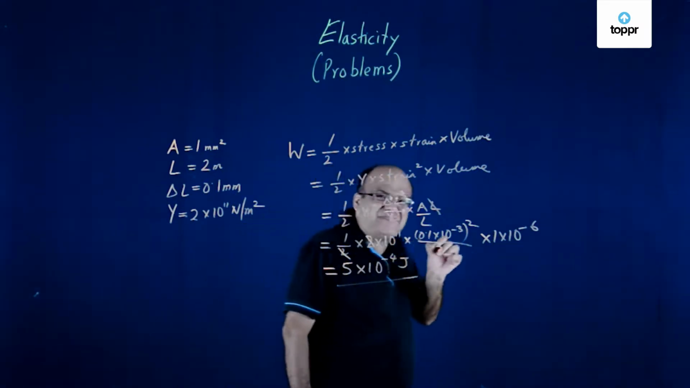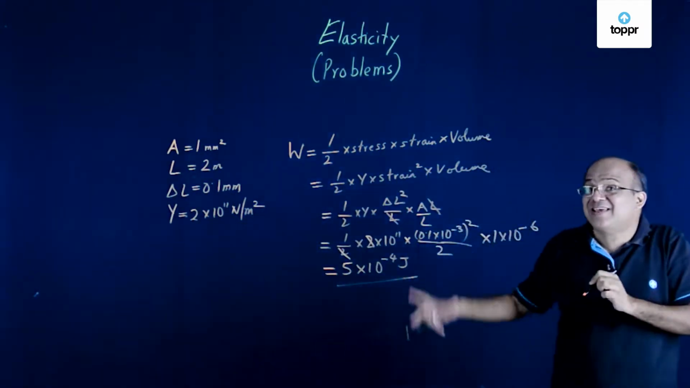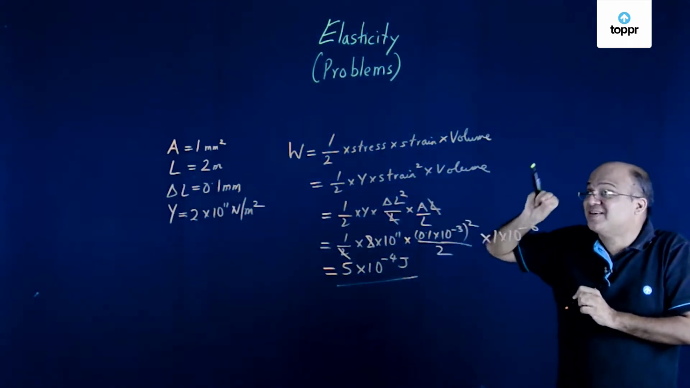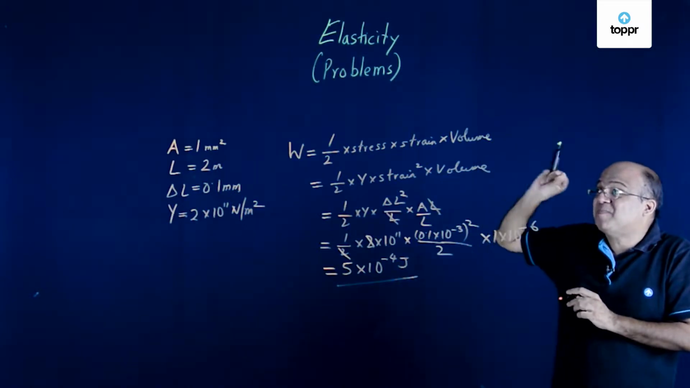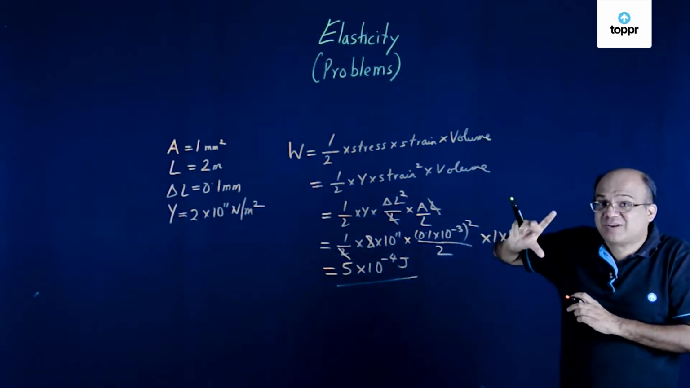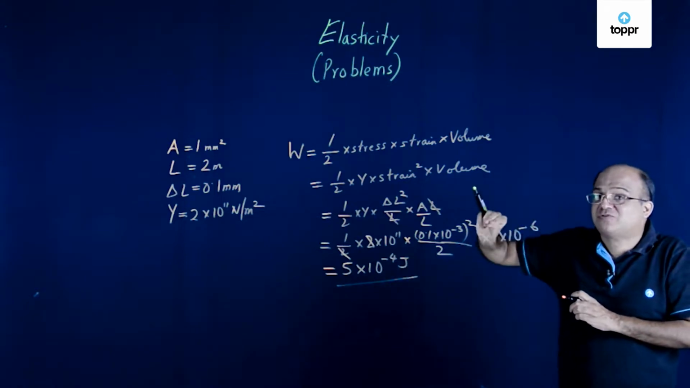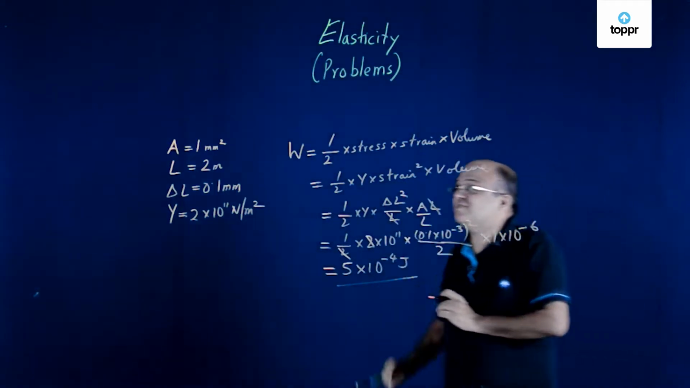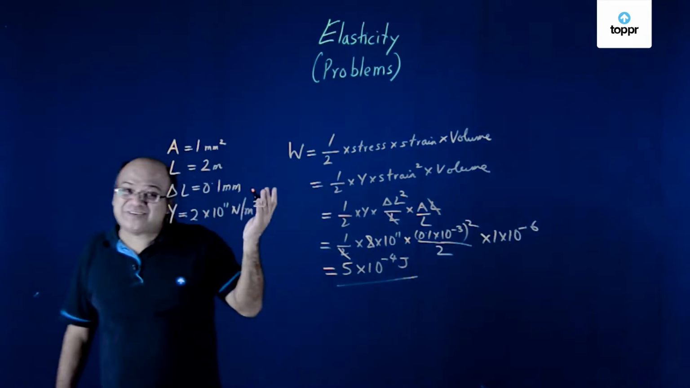Right? Half stress into strain into volume gives us the work done. Work done per unit volume is half stress into strain. Half stress into strain into volume gives us the work done in this particular question.